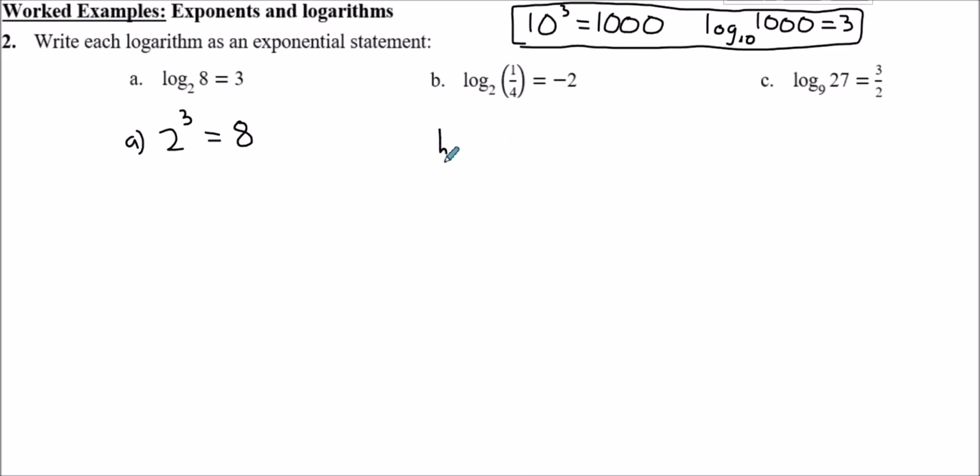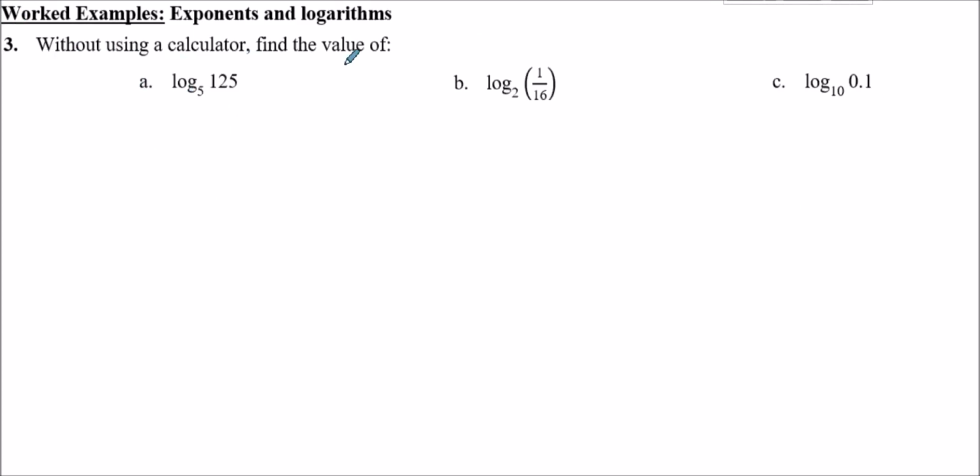Over here, using the same idea with part B, 2 to the power minus 2 equals a quarter. And finally for C, 9 to the power 3 over 2 equals 27. If you doubt this, just try it with your calculator. So worked examples, question 1 and question 2, I'm just trying to show you how these numbers in the logs work and how they relate to one another.